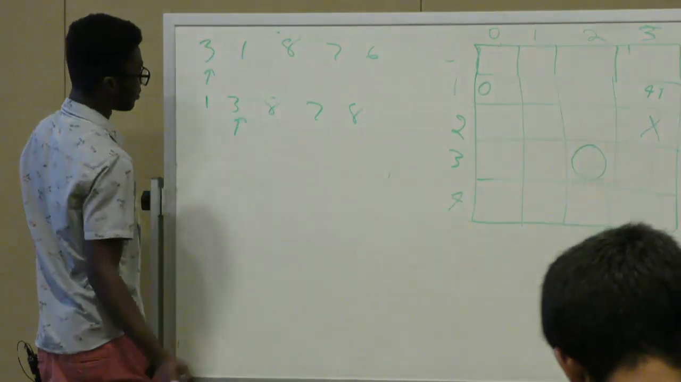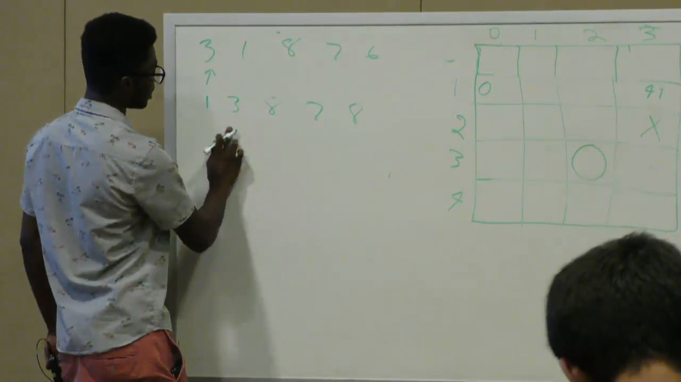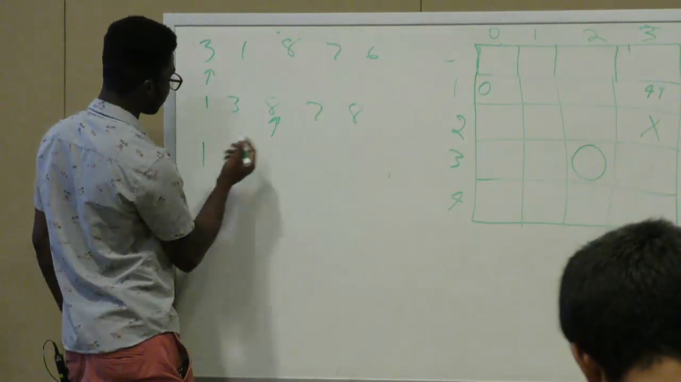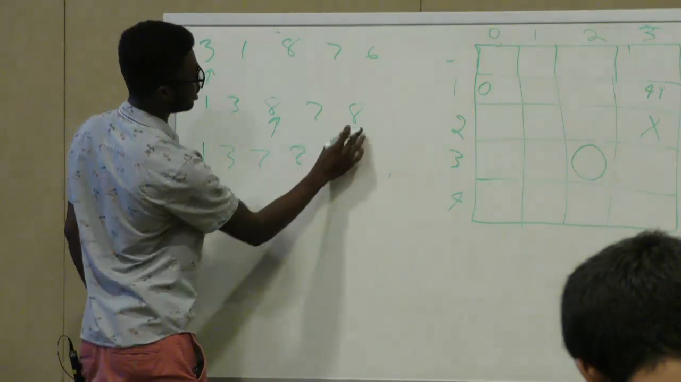Now we're at this step. Is 3 greater than 8? No, so it does nothing. Then we look at 8. Is 8 greater than 7? If so, we swap them. So now we have 3, 7, 8. It should be a 6.